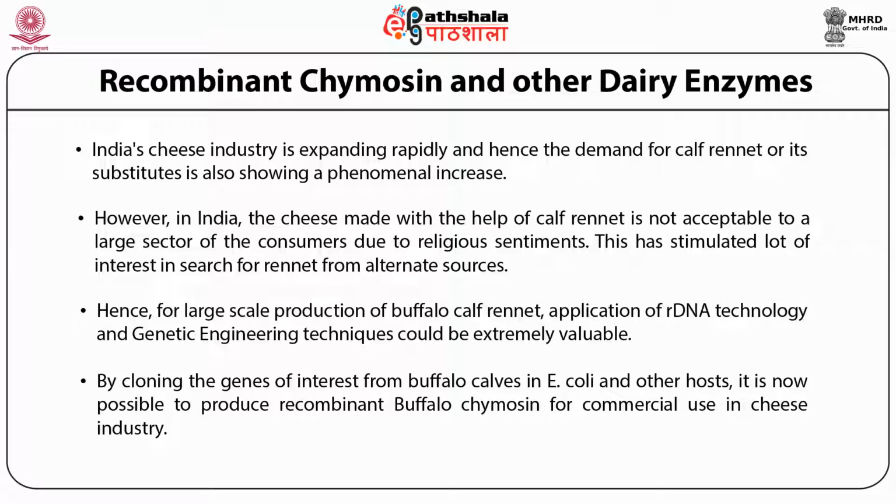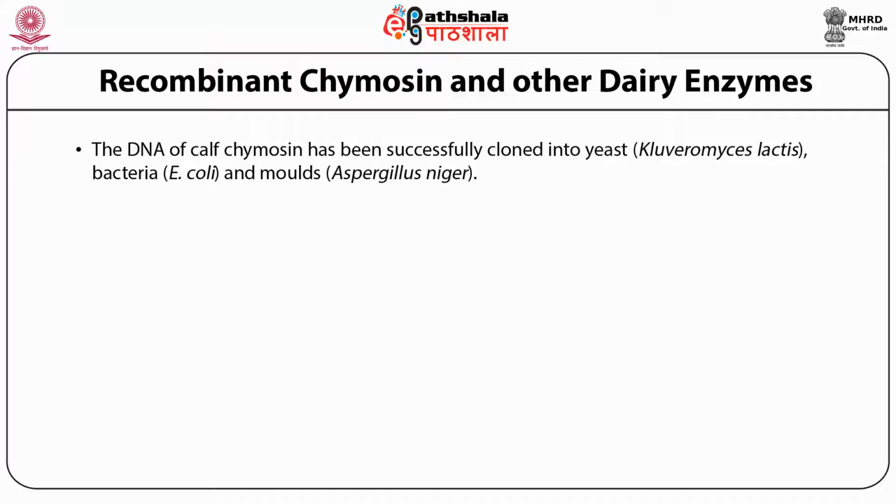As we know, for the preparation of cheese, rennet is a very essential enzyme, because for coagulation of milk certain enzymes are essential, and rennets are acid proteinases which act on the protein molecule, especially on kappa casein, which ultimately leads to the formation of a firm coagulum. The DNA of calf chymosin has been successfully cloned into yeast, the species Kluyveromyces lactis, bacteria including E. coli, and molds such as Aspergillus niger.